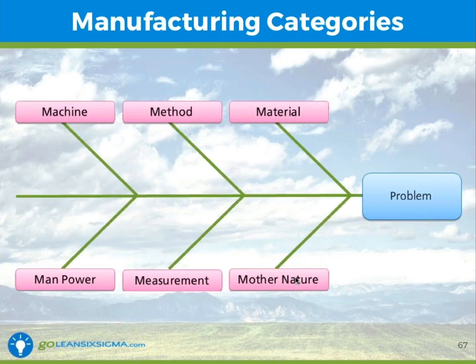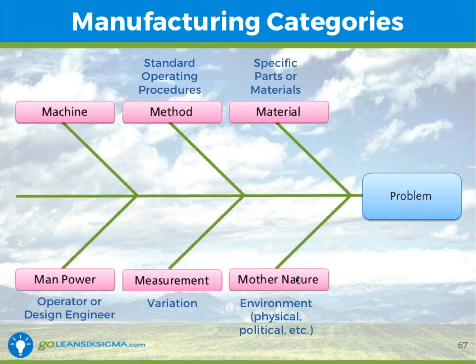So manufacturing, these are the standards. If you're looking for some preset labels for a manufacturing process. And the thing to consider here is, what do we mean by method? And one way to think about that is we're really talking about the standard operating procedures. So what's been documented? And then materials.